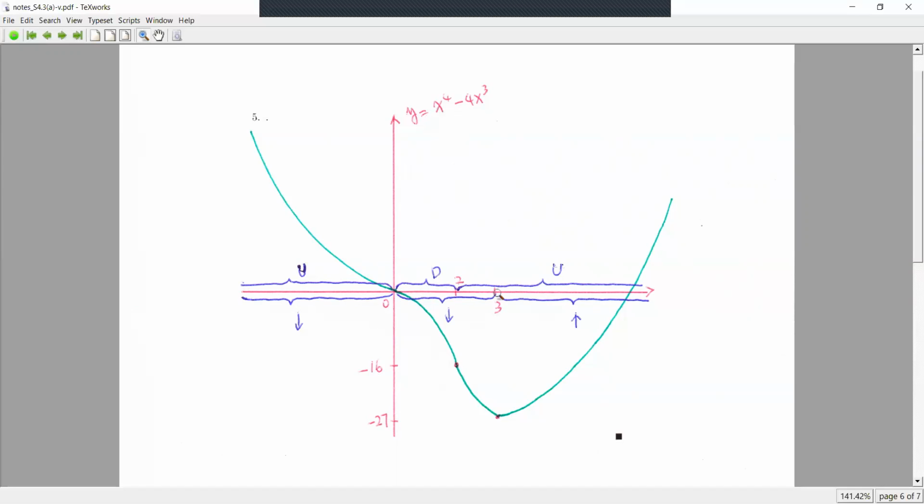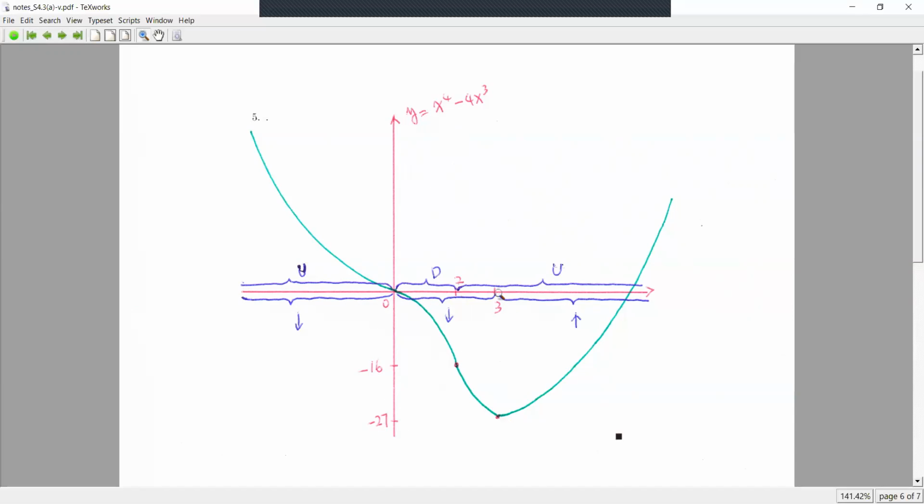When x is 3, plug in the number 3 for x, then the function value is negative 27 here. This point is part of the graph. It's a point on the graph. Over the interval 2 to 3, the curve is a concave arc, decreasing. So concave arc, decreasing, and stop at this point.